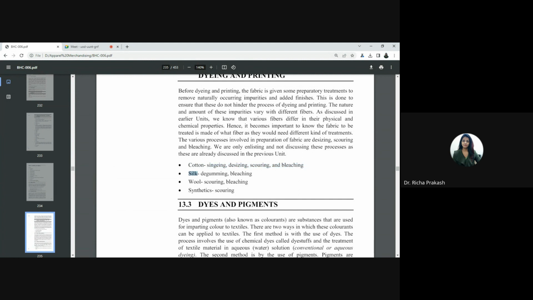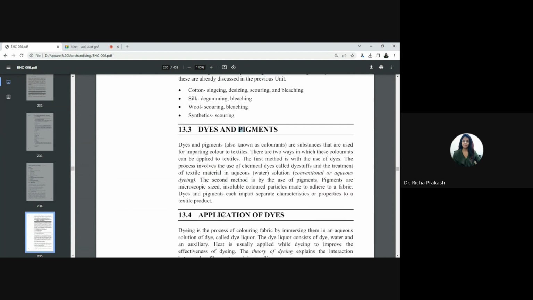For silk, first of all, you remove the sericin, so that's called degumming, and then you bleach it, so that the absorbance of the dye is much better. When it's wool, it will be scouring and then bleaching. In synthetics, only scouring is required. So lots of different steps are there that differ on the basis of the fiber that you are using.